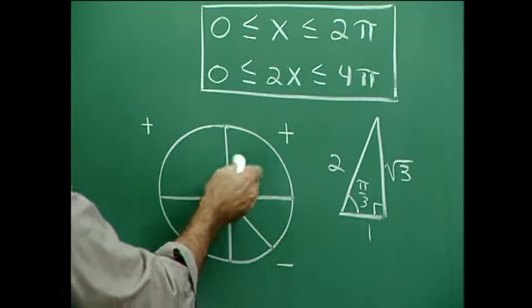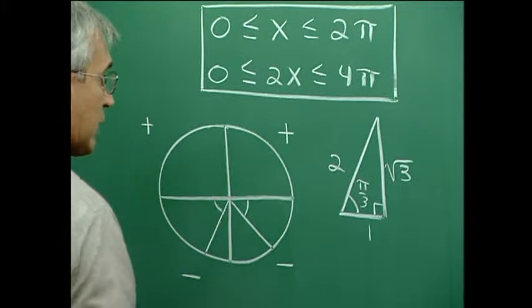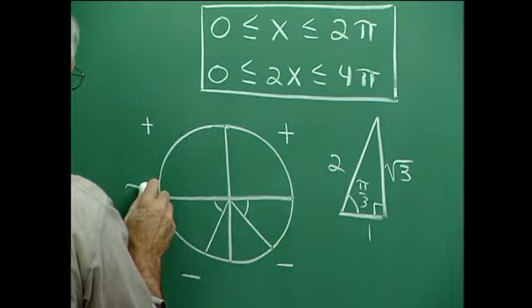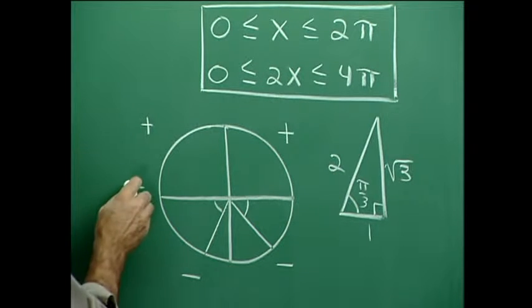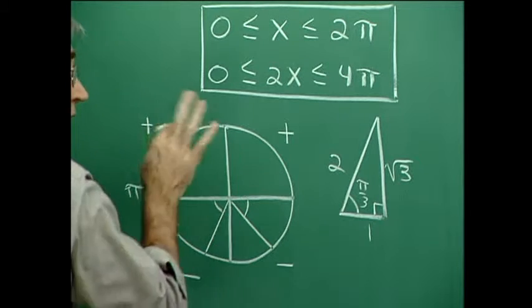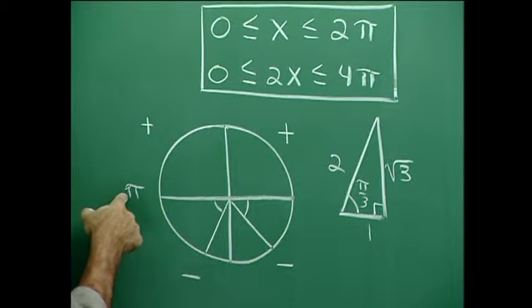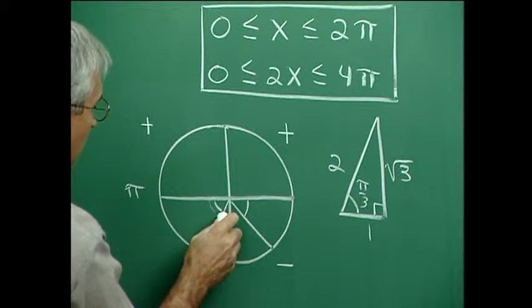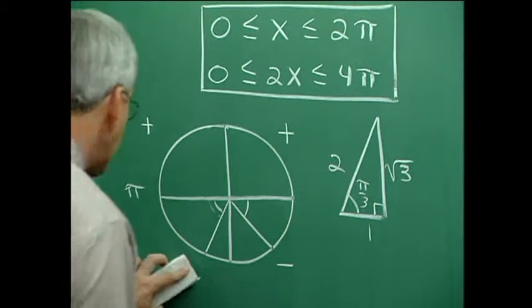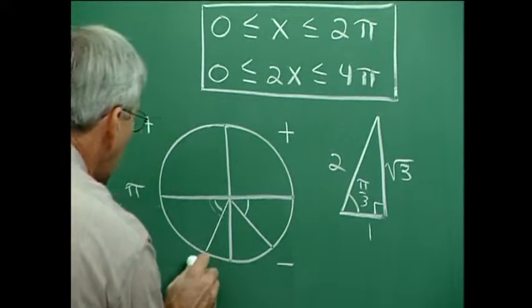Now I'd like the complete angles associated with these reference angles for my answers. Well, let's see. If this is pi over 3, now this is pi, so I've got, let's see, if I'm thinking of pi over 3's, you see this is 3 pi over 3 plus another pi over 3, that's 4 pi over 3. So the angle right here is 4 pi over 3.